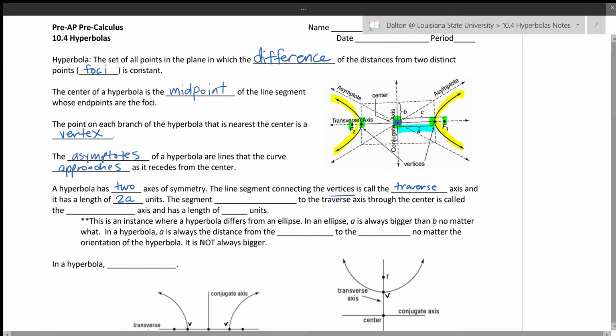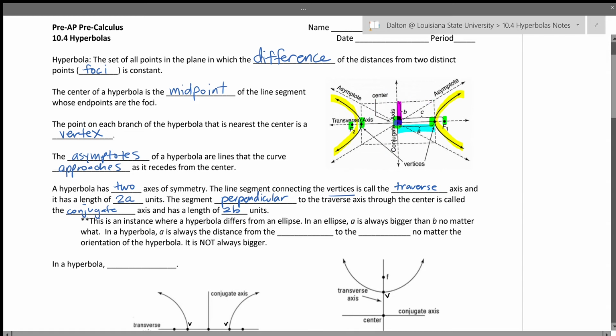The segment perpendicular to the transverse axis through the center is called the conjugate axis, and it has a length of 2b units. In this case, it is vertical. So that's the conjugate axis there. Now, the axis is the whole length. I need to specify that. What I've highlighted is just b. 2b would be that length doubled. And notice it would fill in this rectangle that's in the middle of these two curves.